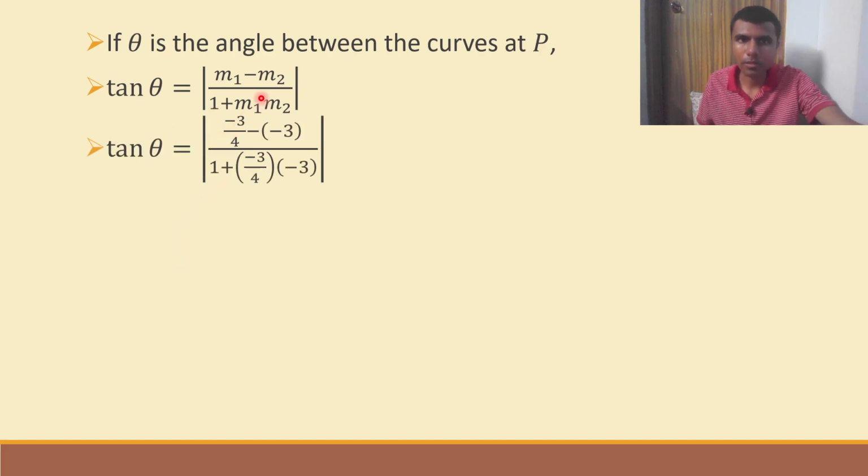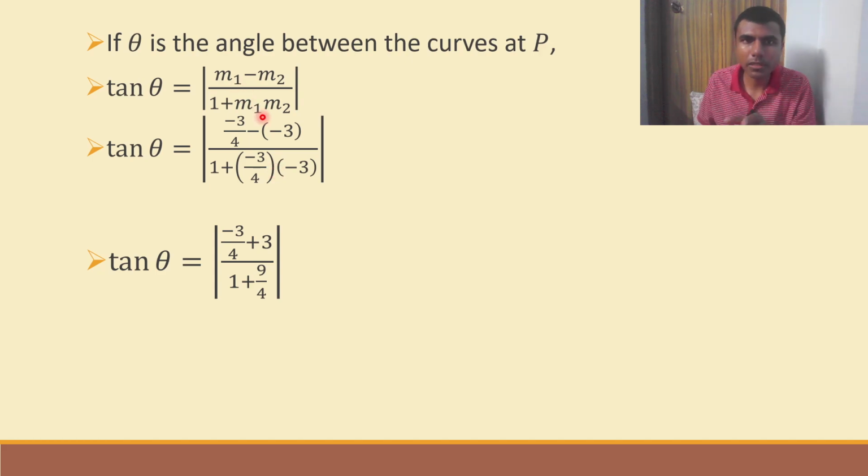Now just substitute. m1 is minus 3 by 4, m2 is minus 3. I use brackets like this, so minus of minus 3 and 1 plus, in the bracket, minus 3 by 4 into minus 3. Now listen carefully how I am solving. This would be minus of minus 3 is plus 3. So minus 3 by 4 plus 3 by, minus into minus is plus, 3 3s are 9, 9 by 4. So 1 plus 9 by 4.